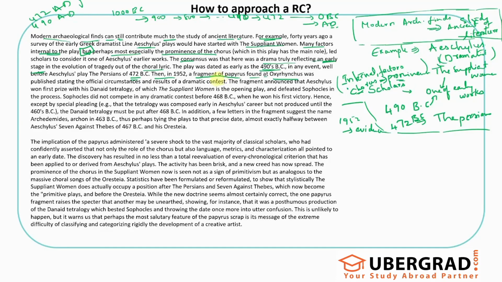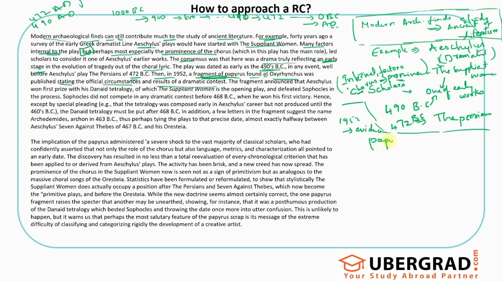So basically a papyrus fragment, a piece of papyrus, like finding some older paper from a very old era, was published stating the official circumstances and results of a dramatic contest. So in 1952, the archaeological finds gave us evidence, which was a fragment of a papyrus. This papyrus dates to some older generation, which we don't know, but what did it show? What text was on that paper? It was publishing the official circumstances and results of a dramatic contest.